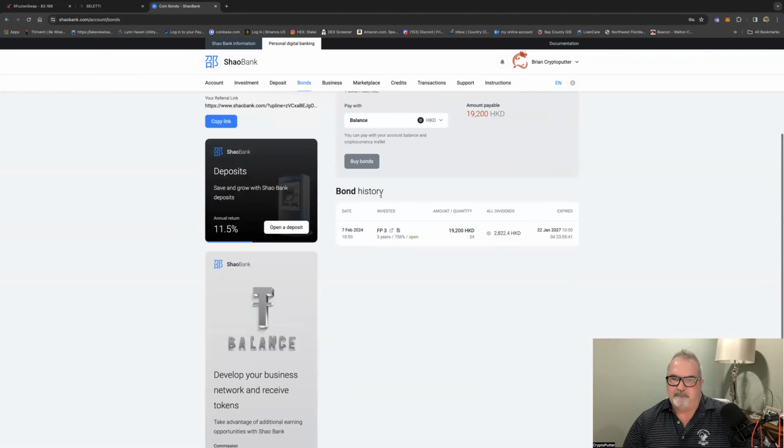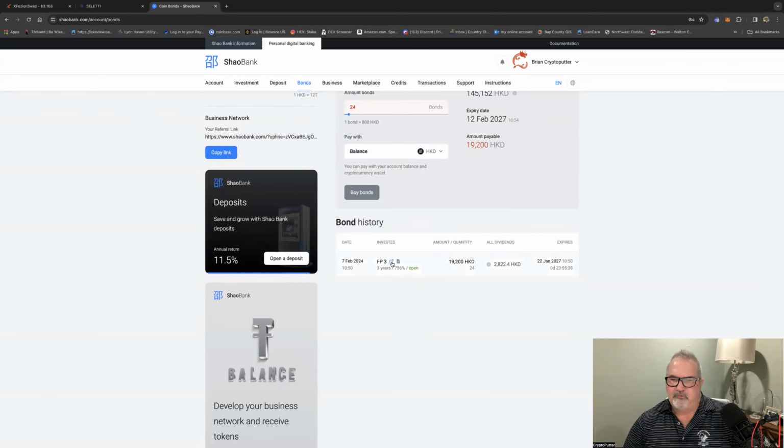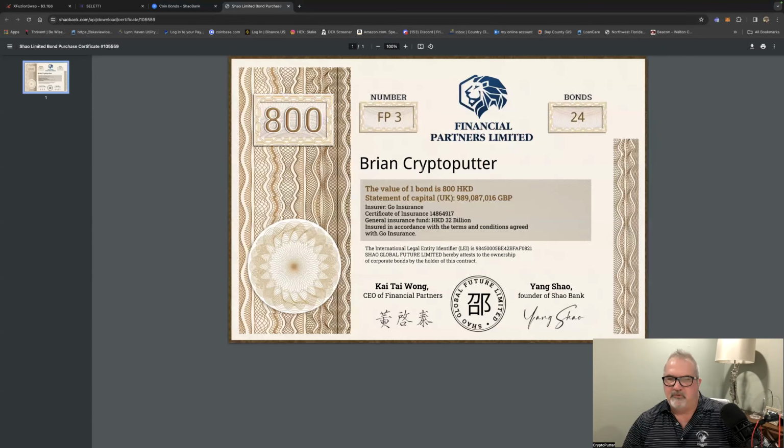So once I purchased it, by the way, you can see your bond here. Brian's my first name. Crypto Putter is what I go by. Got 24 bonds here. Go Insurance is the insurer for this bond. Certificate of insurance, insuring in accordance with terms and conditions agreed with Go Insurance. This is the CEO of Financial Partners, Global Future Limited. Yang Xiao Bank, that's the owner. Financial Partners Limited is one of their partners that they use. They have several different partners, but that's just one of them.